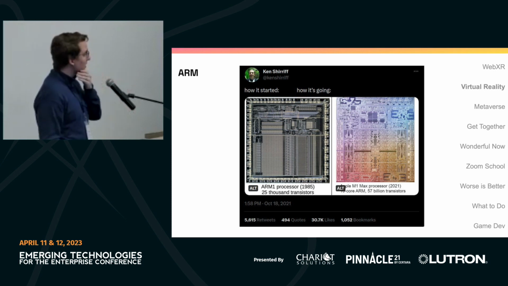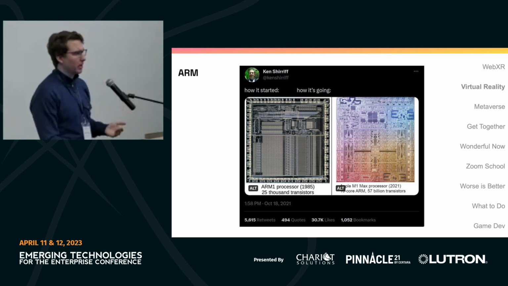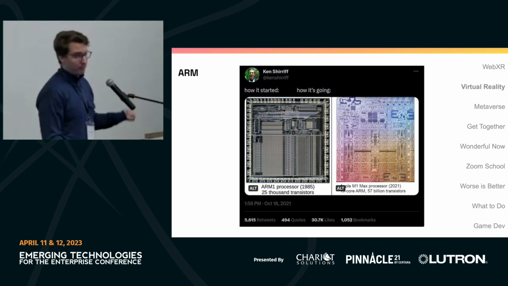But starting here is a little misleading because this wasn't the start of computing. It was the start of, kind of, microcontrollers and personal computers. But VR actually goes way back before that.